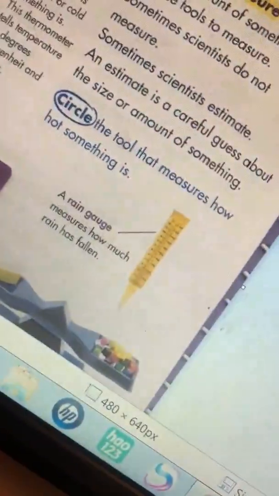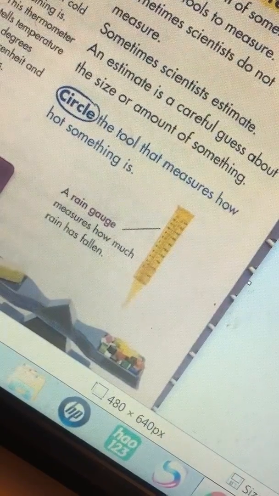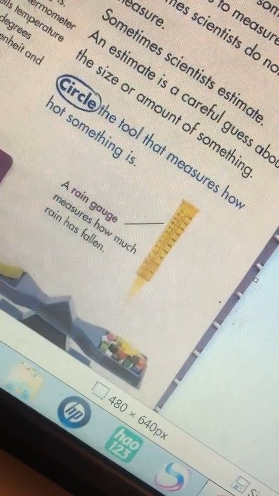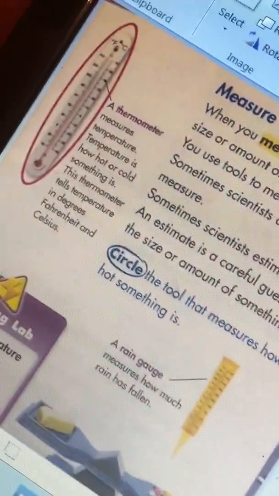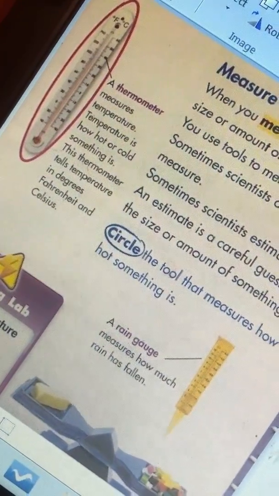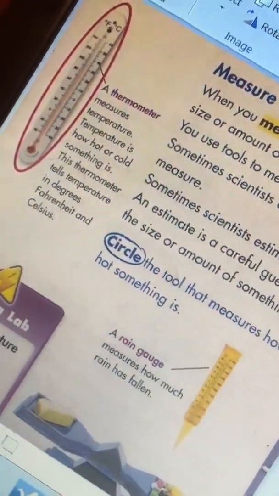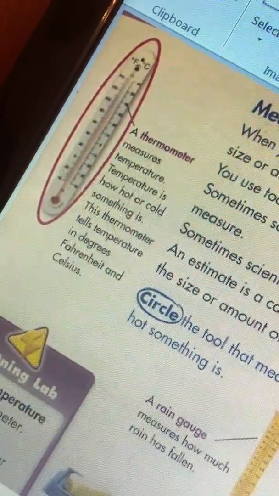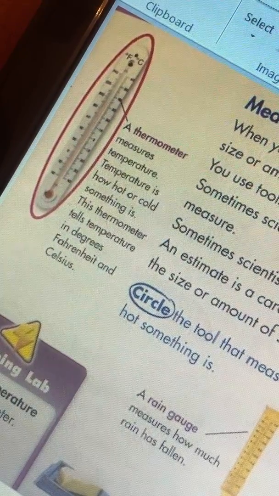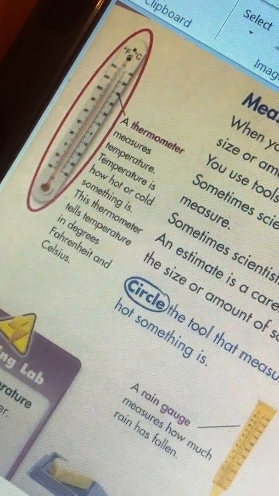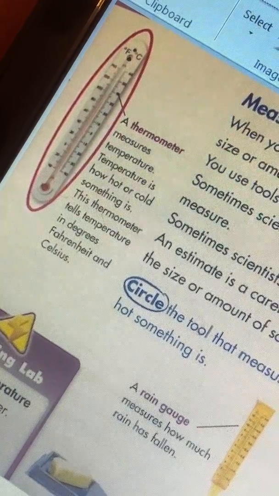Okay, in this question, circle the tool that measures how hot something is. Which tool is it? A rain gauge or the thermometer? To measure how hot or cold something is. Excellent, a thermometer. Okay, circle it now. Circle it like me.